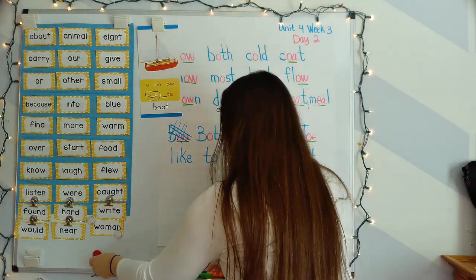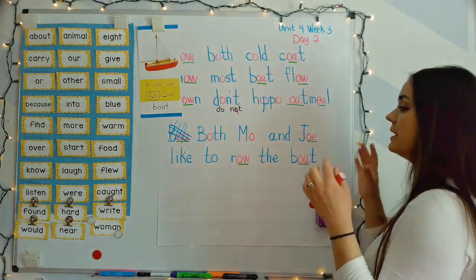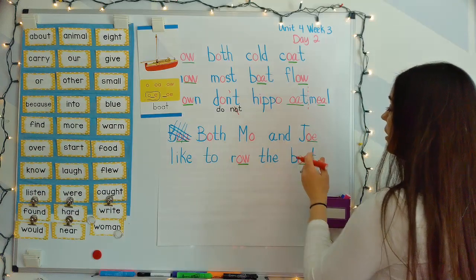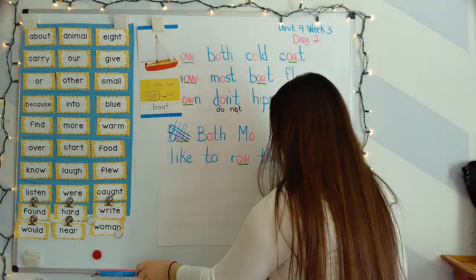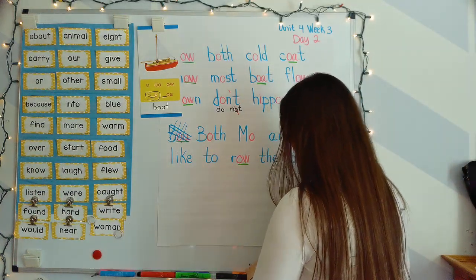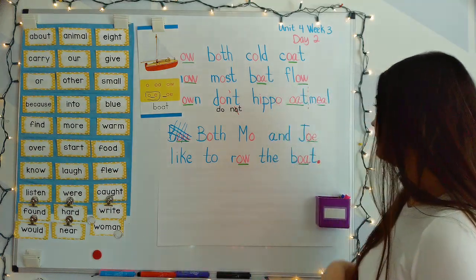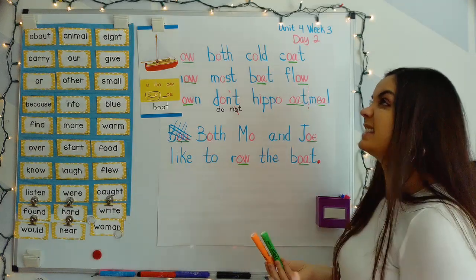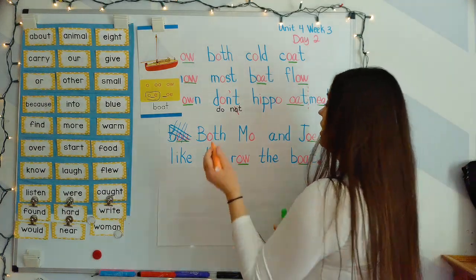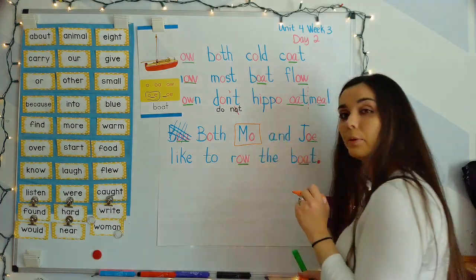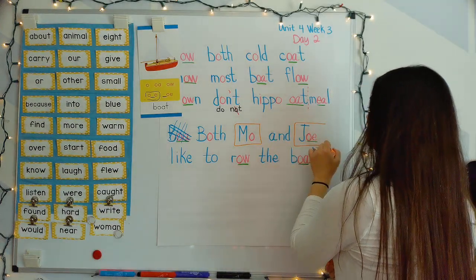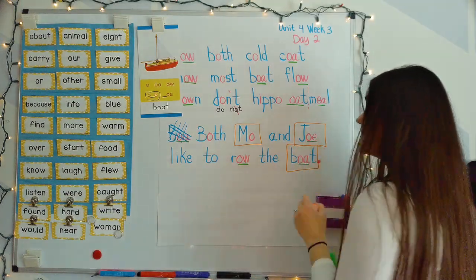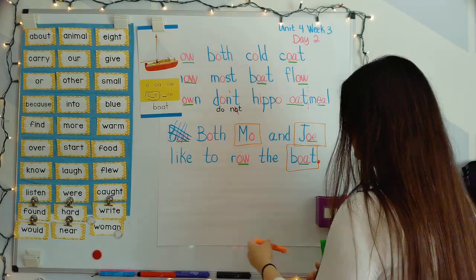Excellent. All right, so we do need punctuation, of course. So this sentence, I think, would just get a regular period. It's just like a regular telling sentence, telling what Mo and Joe like to do. So nouns and verbs. We have 1, 2, 3 nouns, things that you can touch. It is something, a person, a place, or a thing. Mo is a person. Joe is a person, which means they are nouns. And boat is a thing. It means it is a noun.